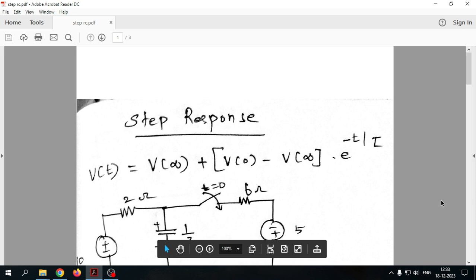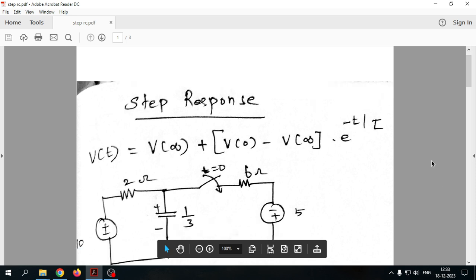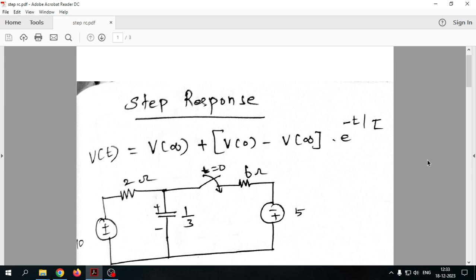In this video, we will discuss the step response of an RC circuit. We already discussed source-free RC and RL circuits in the previous videos, and here we are going to discuss step response. So what is the difference between step response and source-free response?